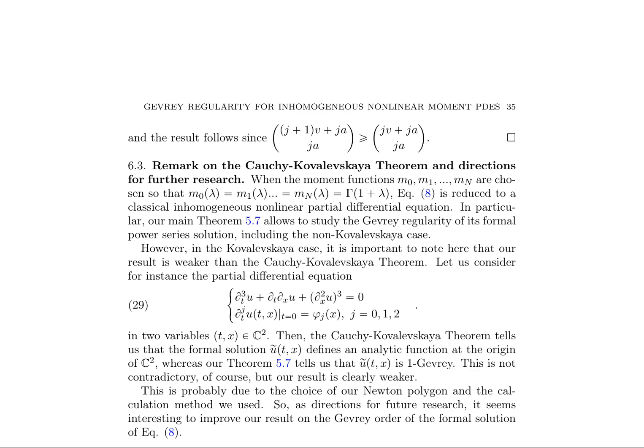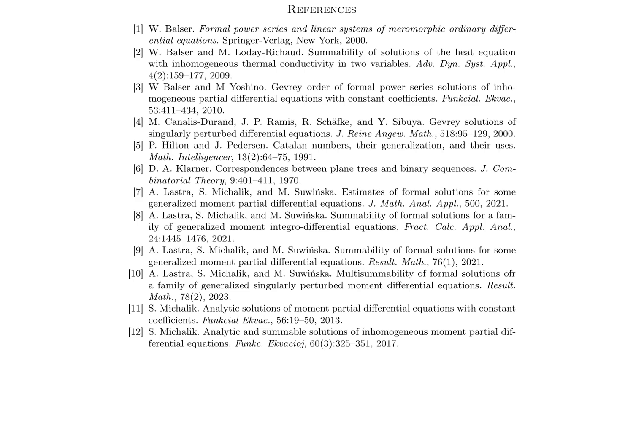The paper begins by discussing the case where the moment functions are chosen such that m0 of lambda equals m1 of lambda equals mn of lambda equals gamma of 1 plus lambda, reducing the moment PDE to a classical inhomogeneous nonlinear partial differential equation. This allows for the examination of the Gevrey regularity of its formal power series solution, including the non-Kovalevskaya case, using the main theorem of the paper, Theorem 5.7.